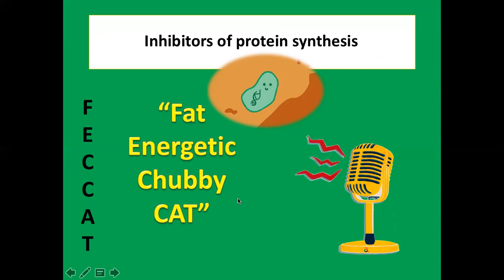Fat, energetic, chubby cat includes letter F, that is fusidic acid, letter E, that is erythromycin, clindamycin, chloramphenicol, aminoglycosides, and tetracycline. So again, fat, energetic, chubby cat. It includes fusidic acid. Under the macrolide groups, we have the two macrolides, erythromycin and clindamycin. We also have chloramphenicol, aminoglycosides, and lastly, tetracycline. Okay.